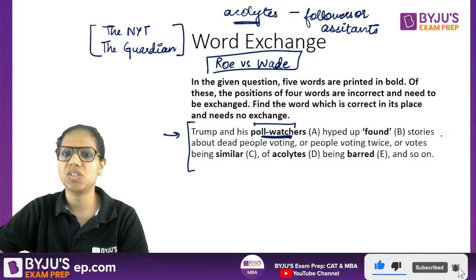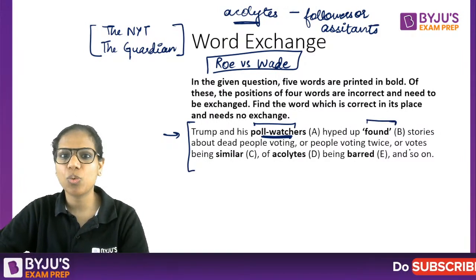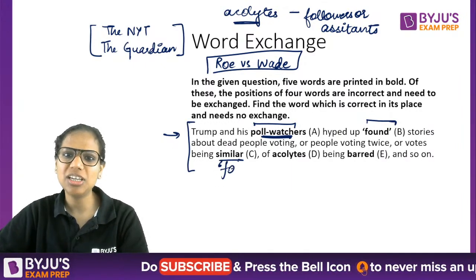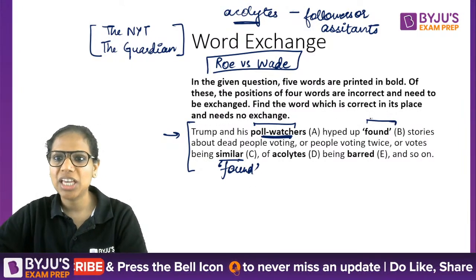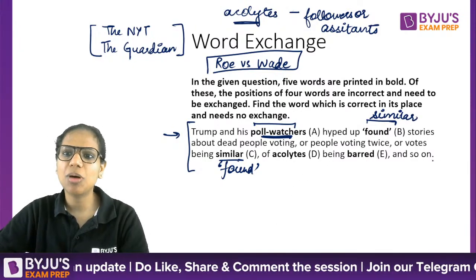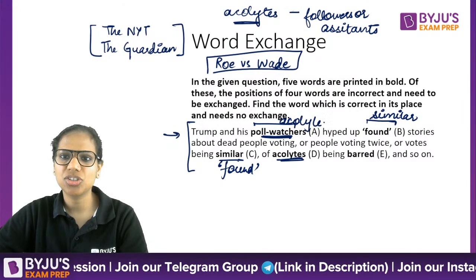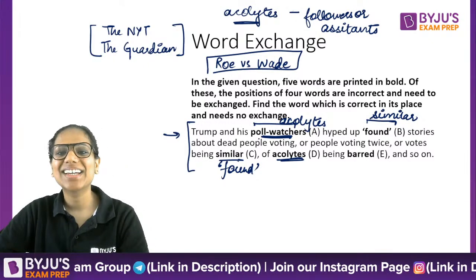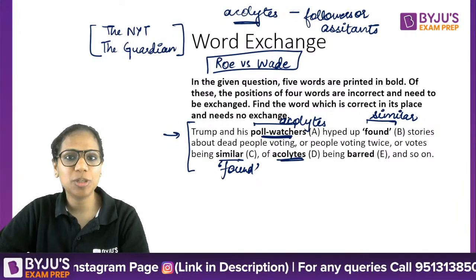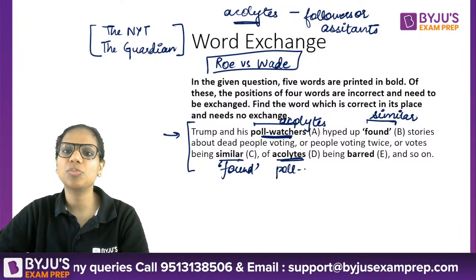Hyped up dash stories, hyped up found stories about dead people voting or people voting twice or votes being similar. Votes being found makes more sense. Votes being found, that okay, we have found some votes. And here probably similar can come. Okay, of dash being barred and so on. So acolytes fits better here. Trump and his chamchas, basically the sycophants, right? So Trump and his acolytes hyped up similar stories about dead people voting or people voting twice or votes being found or poll watchers being barred.